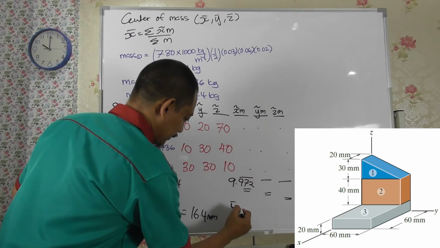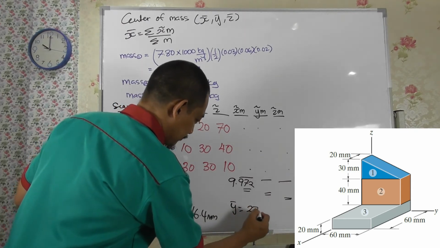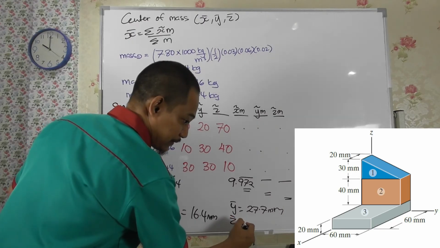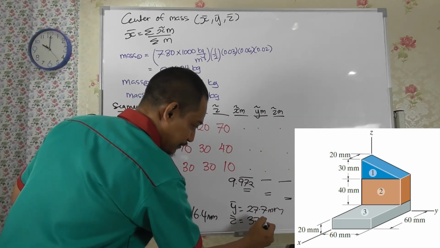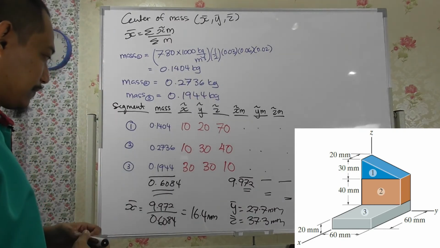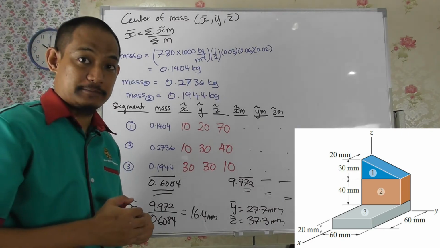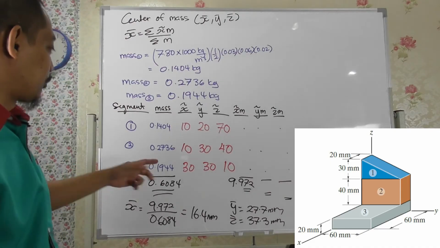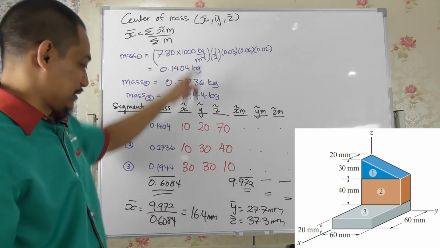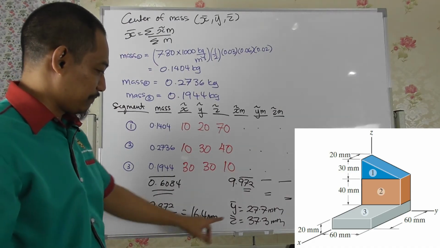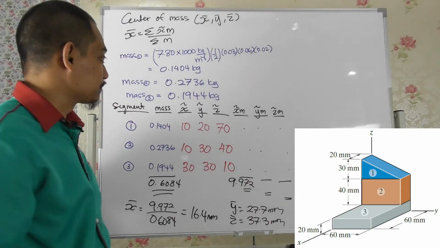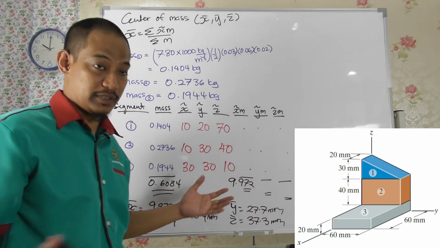For y bar, if you calculate, you'll get 27.7. For z bar, you'll get 37.3. So do check and verify all those answers, right? So you put it in terms of coordinate, right? So the final answer is 16.4, 27.7, 37.3, and there you go.